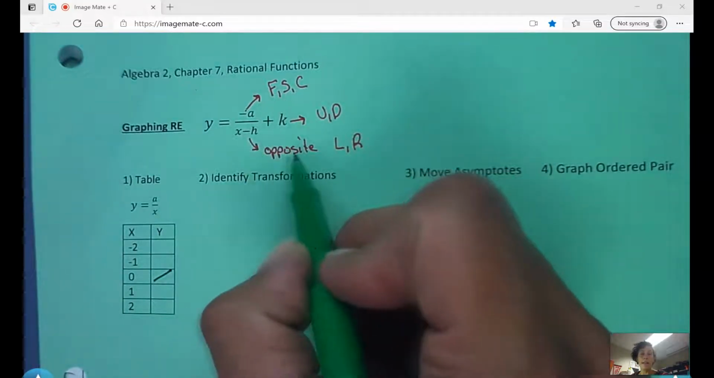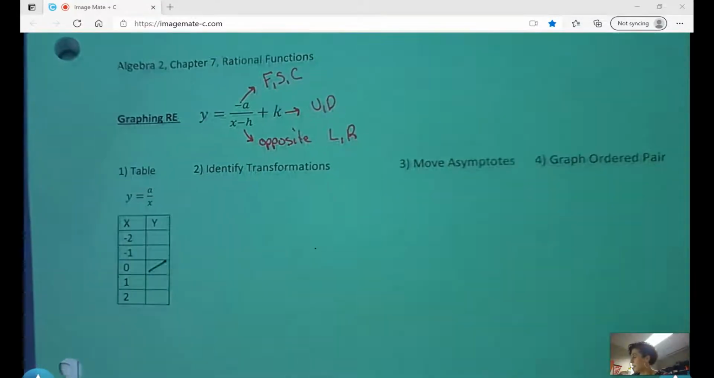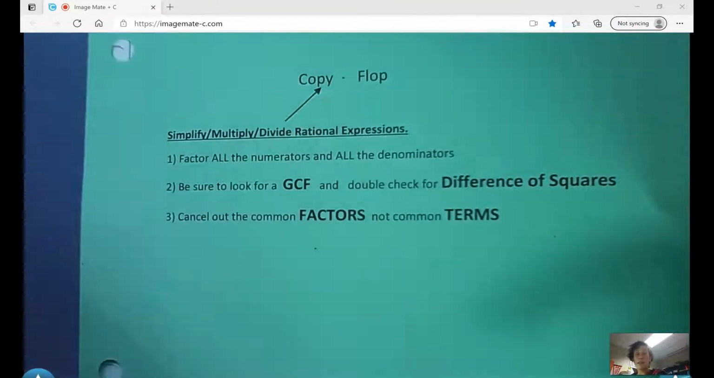For H, do the opposite, left or right. K is up or down. And you got your steps. With the simplify, multiply, or divide, don't forget with division there's copy dot flop.